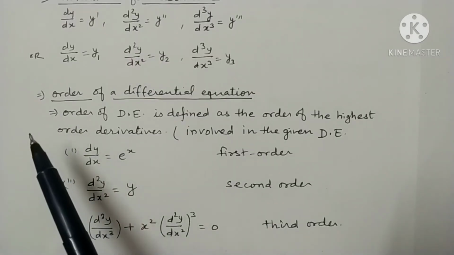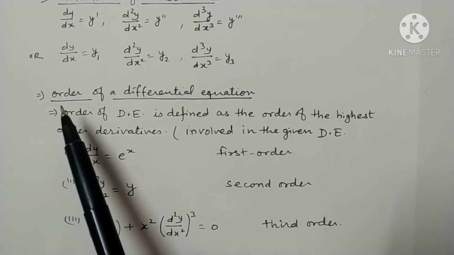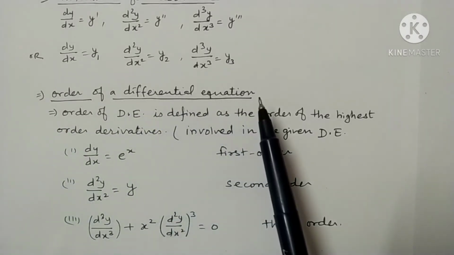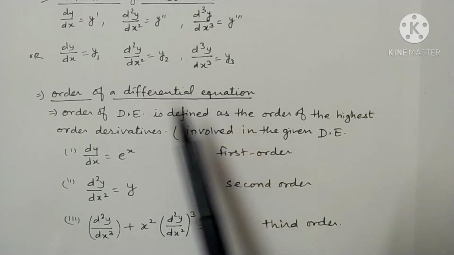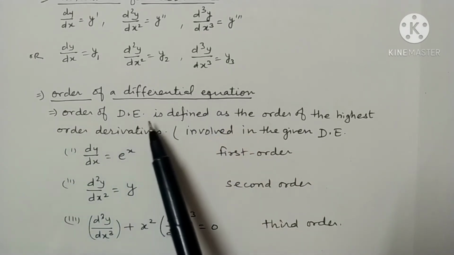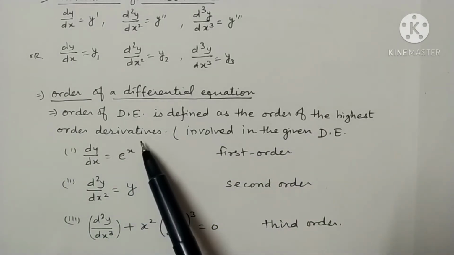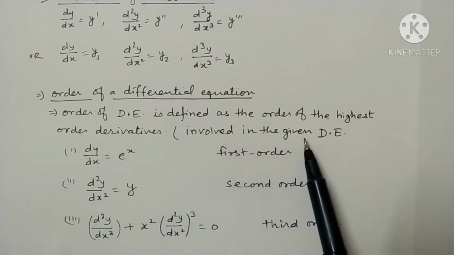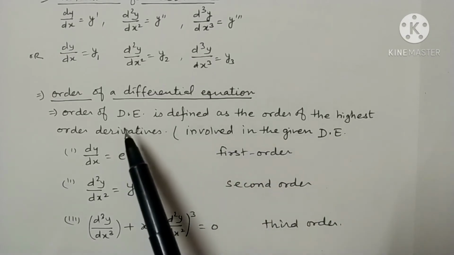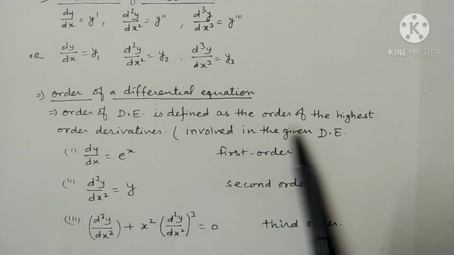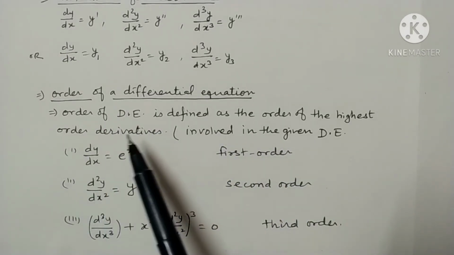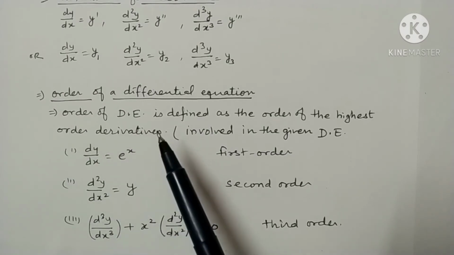Now we will use an important concept, the order of a differential equation. So look here, what is the order? The order of a differential equation is defined as the order of the highest order derivative involved in the given equation. So first we have to check the highest order. Highest order means which derivative is the highest order.